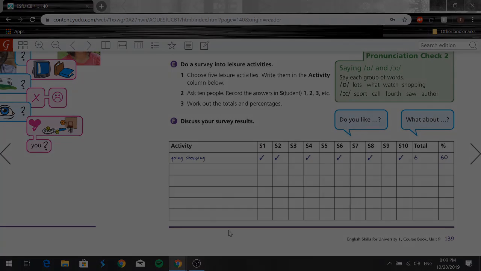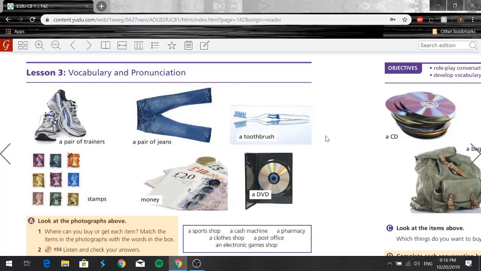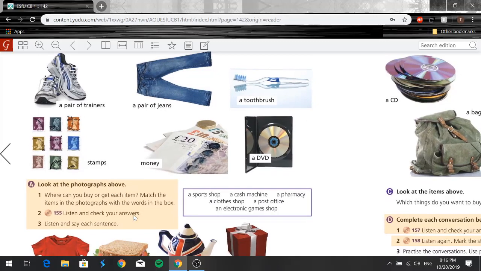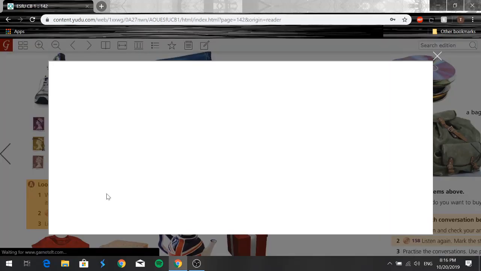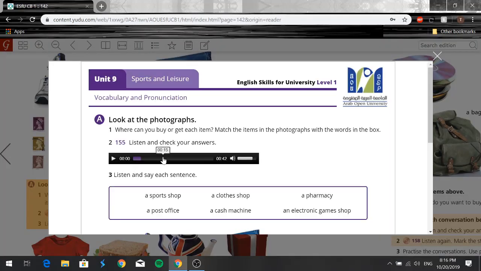Now let's move on. Alright, you guys, so now let's move on to lesson 3, vocabulary and pronunciation. Let's start with exercise A. Look at the photographs above. So here we have, where can you buy or get each item? Match the items in the photographs with the words in the box.